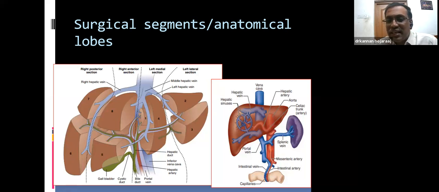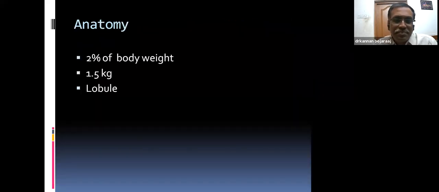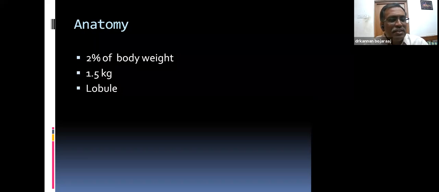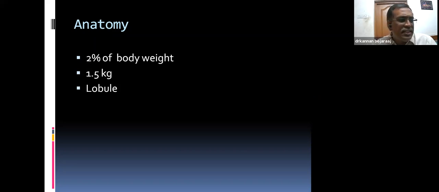Up to this, you can remove 70% of the hepatic tissue, and the liver has the capacity to regenerate and come back to normal size within 3 to 4 months. That is the very great capacity of the liver to regenerate. This is for the surgical segments and anatomical lobes. The liver is 2% of the body weight. It is a very large internal organ in our body, weighing about 1.5 kg, and the functional unit of the liver is called the lobule.